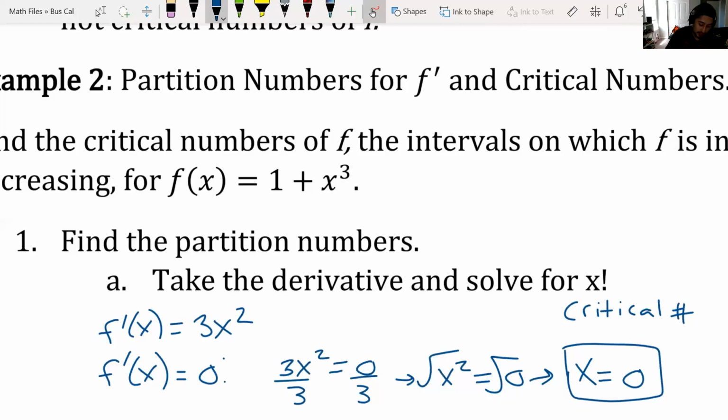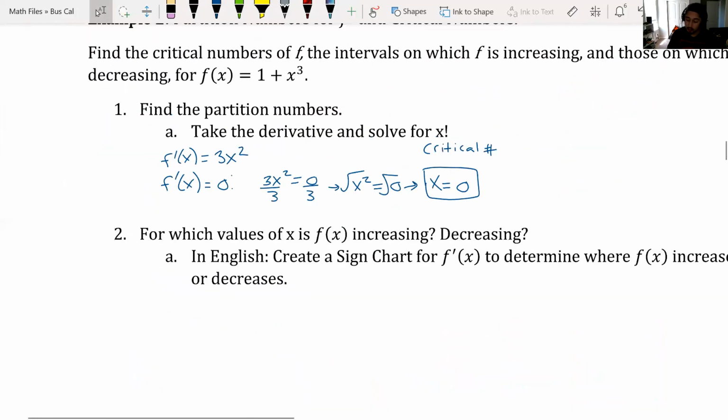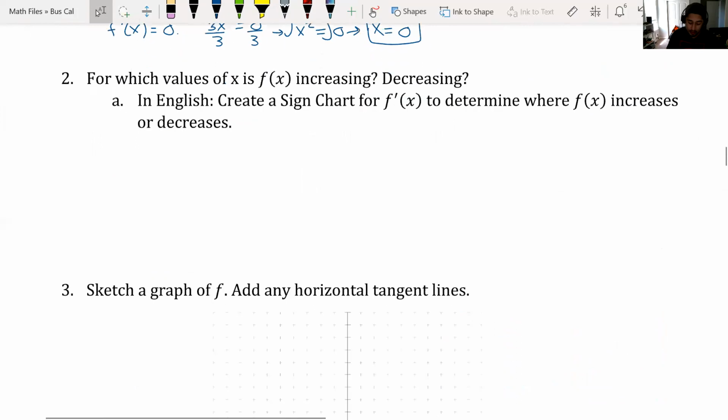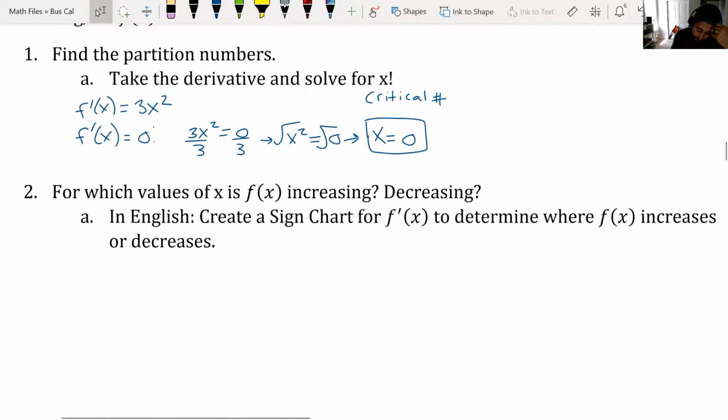Okay, that step's easy. Take the derivative, set it equal to 0, solve for x. Step 2, create your number line. For which values of x is the original function increasing or decreasing? Create your sign chart and plot our critical number, our partition number. So that's what we'll do here.